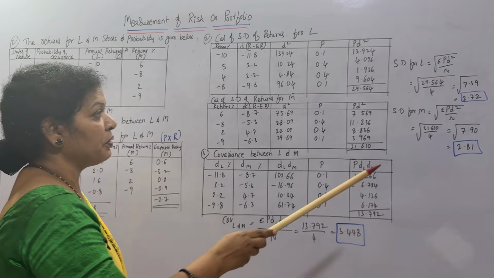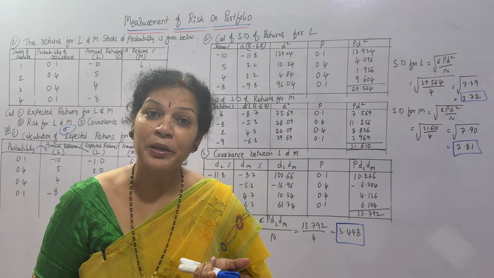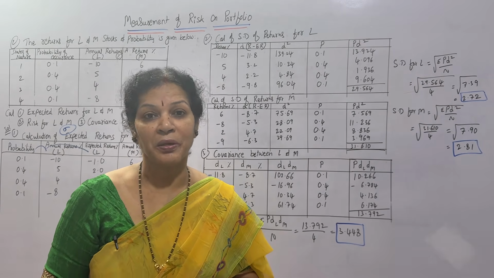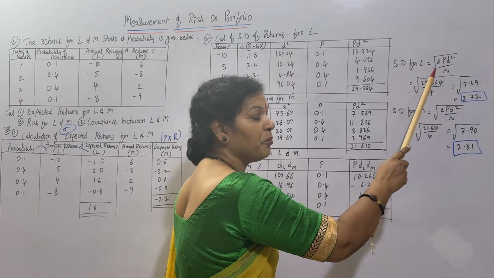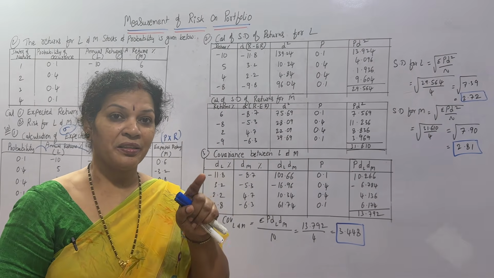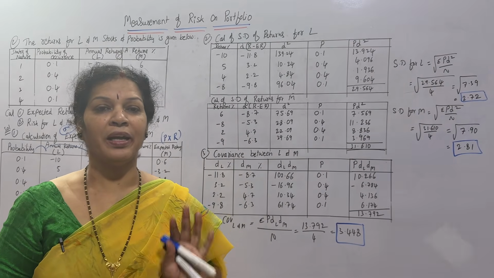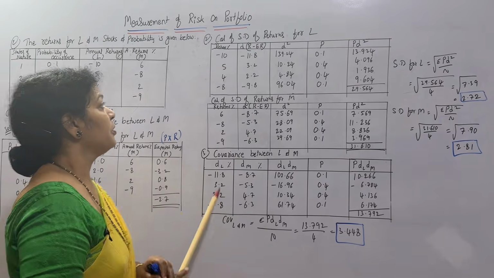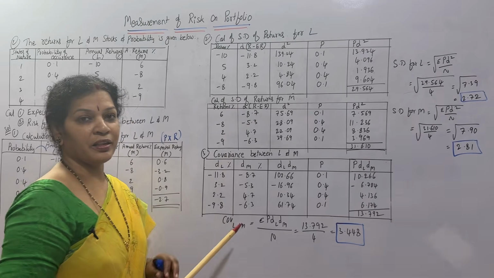Standard deviation formula is root of sigma P D square. P means probability. If probability was not there, then what would be the formula? Root of sigma D square by n, as we have done in the last class. Here we have probability, so the formula changes from root of sigma D square by n to root of sigma P D square. P is only added to the original formula. D square is needed, so returns I have written, and D square we will calculate.